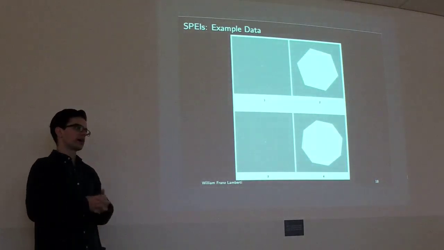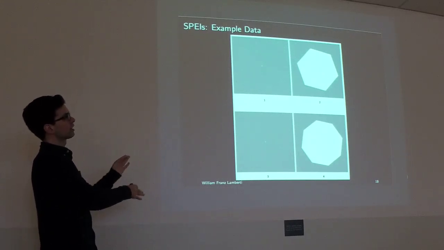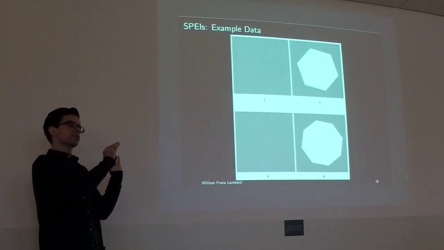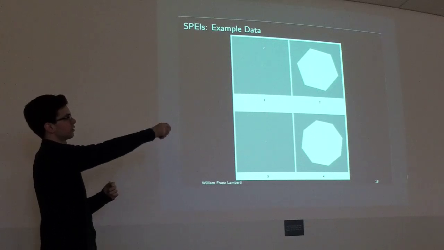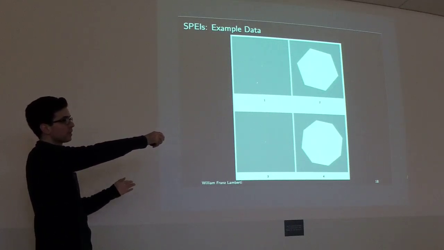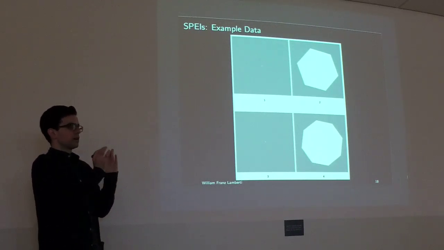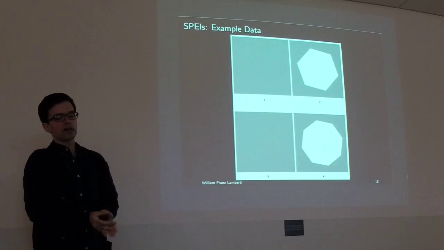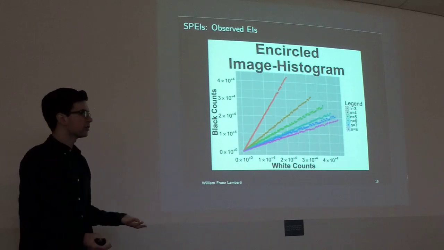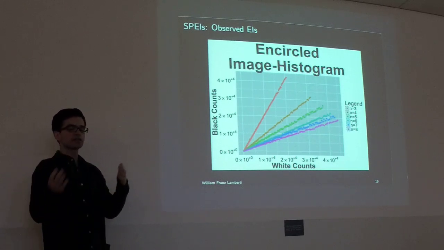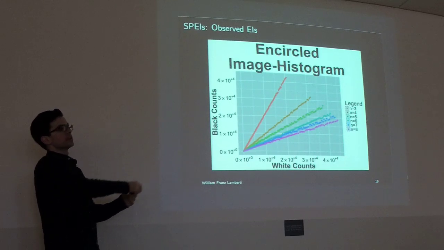And so here's an example. I provided this last time I gave a talk, where we have regular polygons with a side length from 1 to 125. So here are 4 different examples. Here are 2 examples of side 1, and here are examples of side 125. And so now let's apply SPEIs and see what it looks like. After applying encircled or SPEIs to the data, you can see that each of the classes follows these lines.